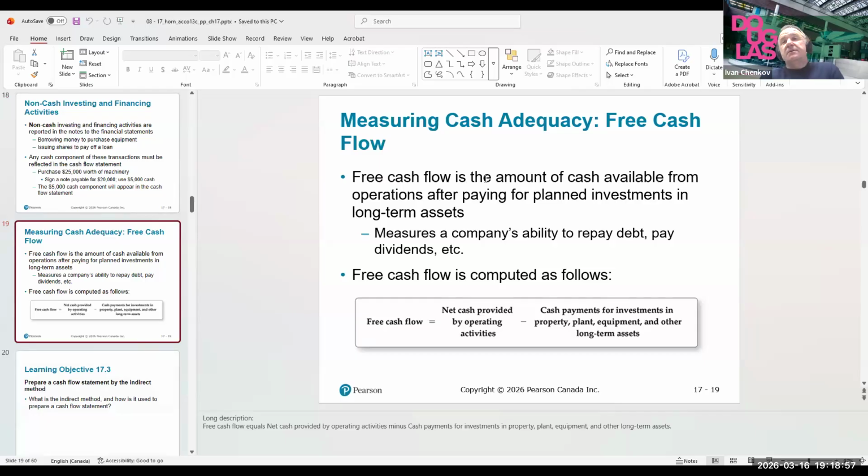So, free cash. What is the free cash? Free cash is going to give you the amount that is available from operation after paying the planned investment in the long term, and that's going to give you the ability of the company to repay the debt and pay dividend. That free cash, we're going to simply measure by deducting from net cash provided from operating activity all the cash payments for the investments in the property, plant, and equipment and other long-term assets.